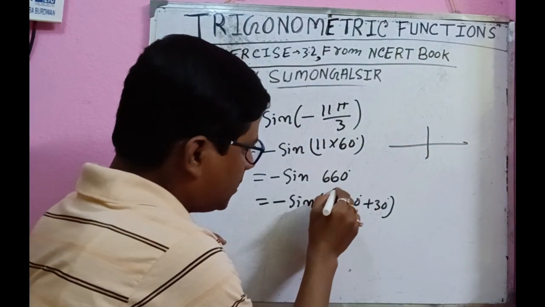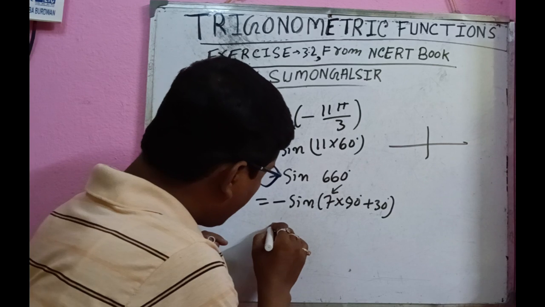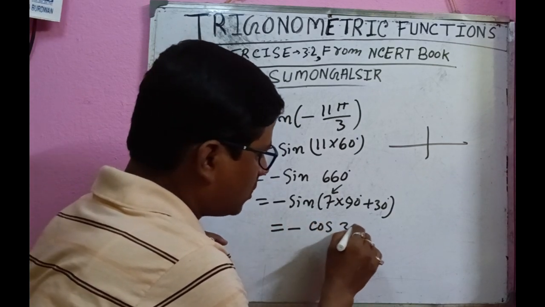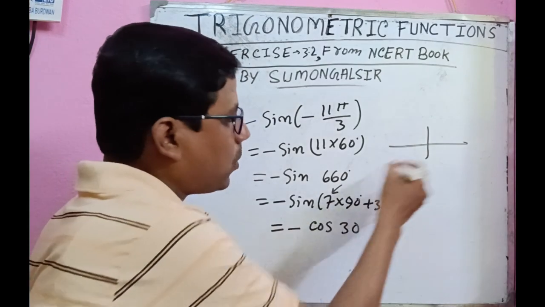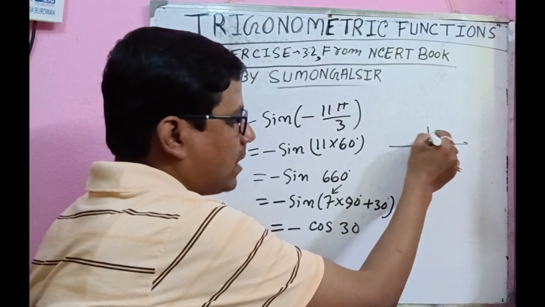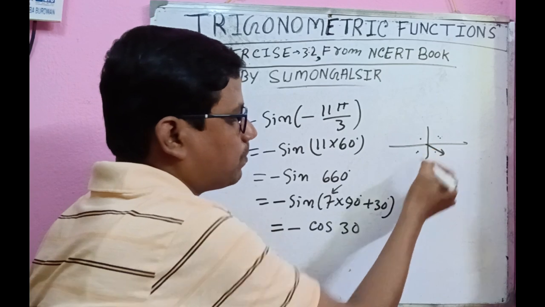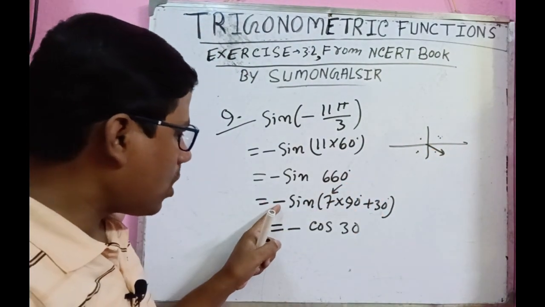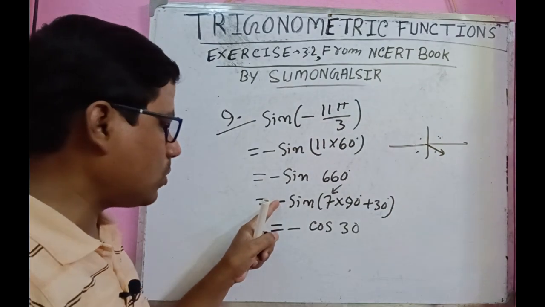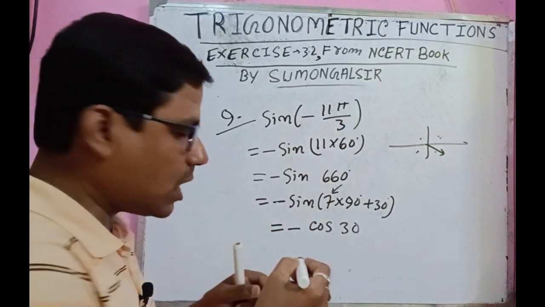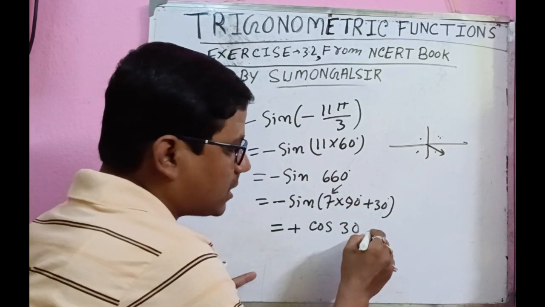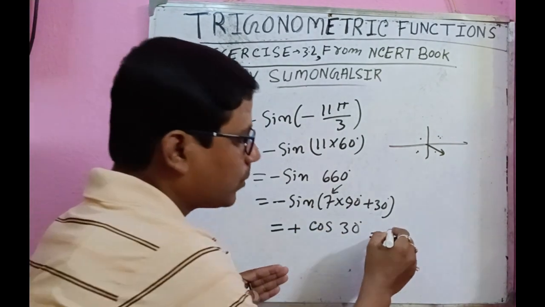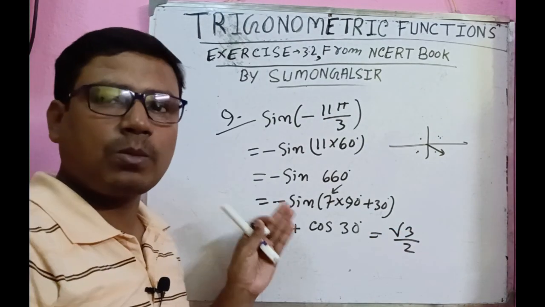Now this is odd. So sine will be converted to cos, and cos 30 is there. Now we are looking for the position 1, 2, 3, 4, 5, 6, 7 plus 30. So this is the fourth quadrant, and now we are starting from sine. So the additional minus is there. So minus and minus, this will be the plus. And we know that the value of cos of 30 is root 3 by 2. So this is the completion of 9.